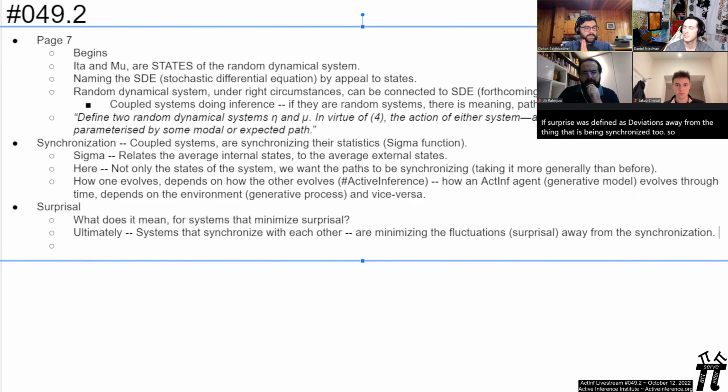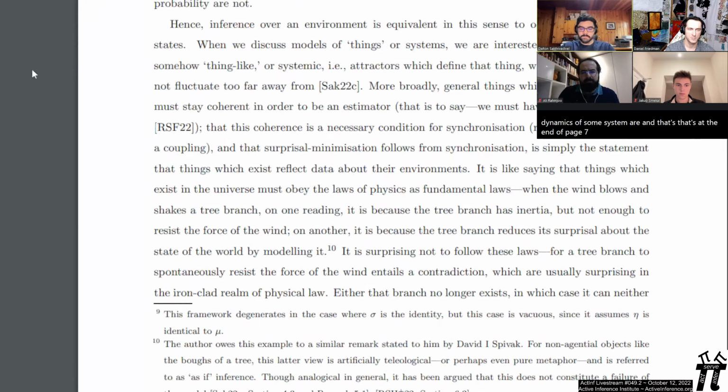Again, I think that's almost a tautology, but that's kind of the power of the framework: you begin from this statement that makes almost trivial conceptual sense, and then it gives you some kind of actual useful model of what the internal dynamics of some system are doing. And that's at the end of page 7.